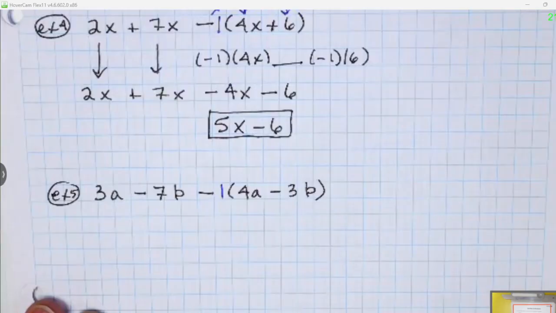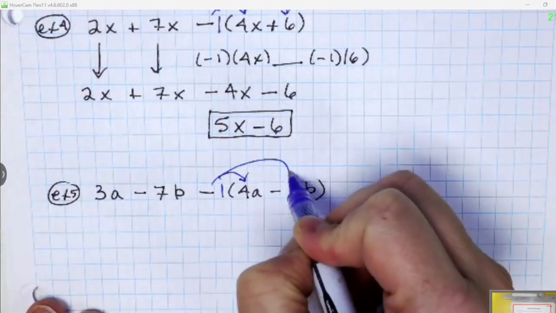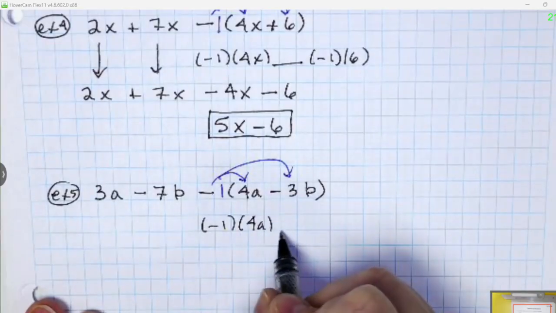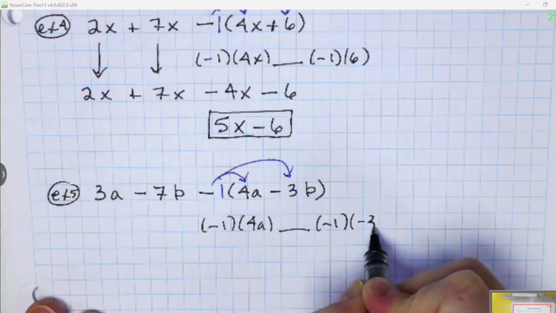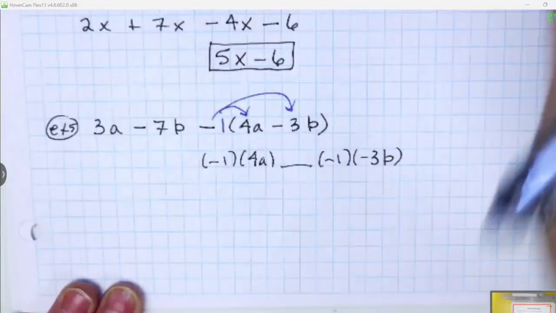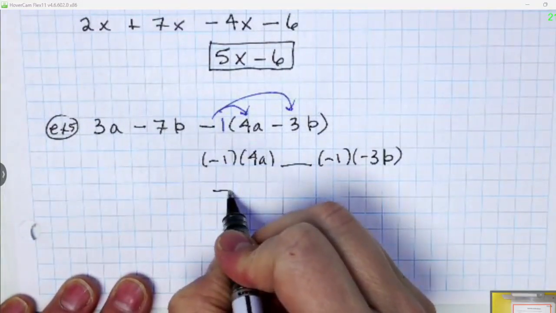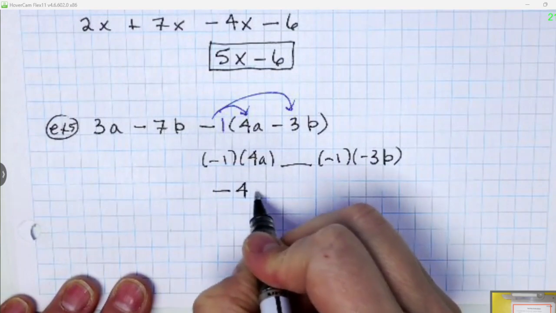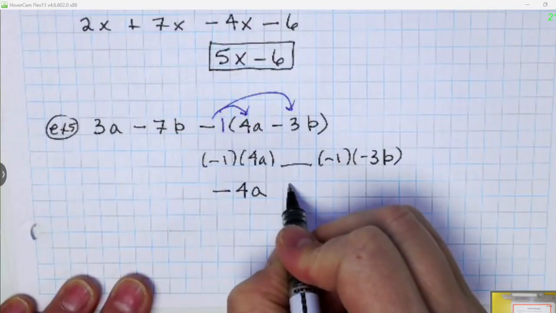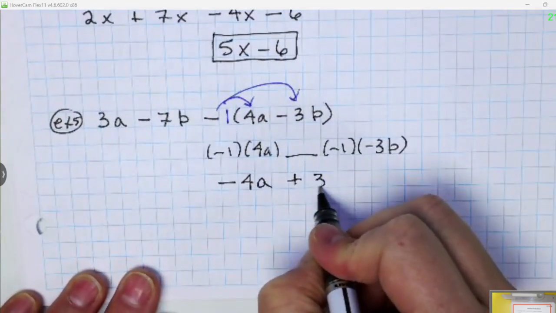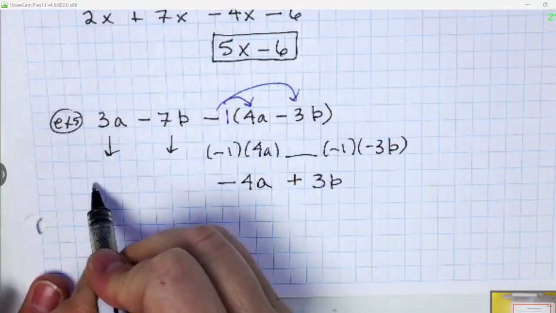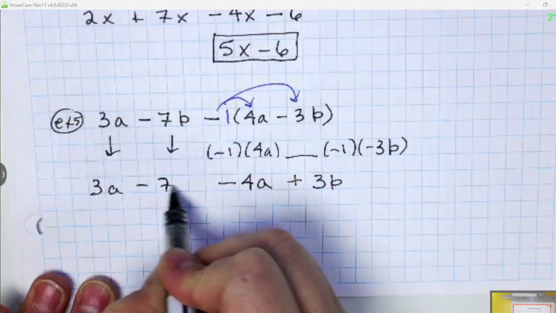We're going to start by getting rid of parentheses, so you're going to distribute the negative 1. So negative 1 times 4a, leave a space, negative 1 times negative 3b. Multiply the first two. Negative times a positive is a negative. 1 times 4 is 4. Tag the a. Now the second one. A negative times a negative is a positive. 1 times 3 is 3. Tag the b. All right, bring down the first two terms, the 3a minus 7b.